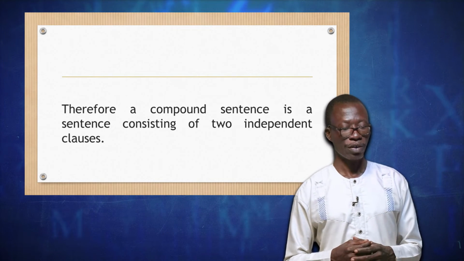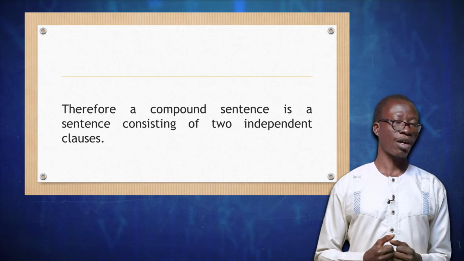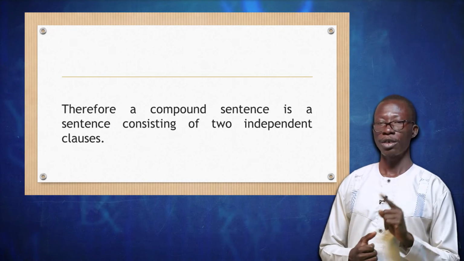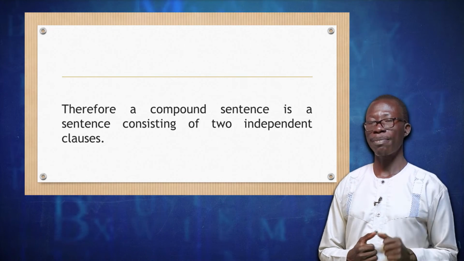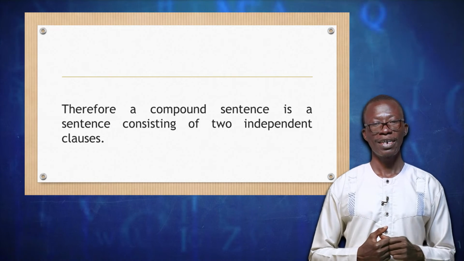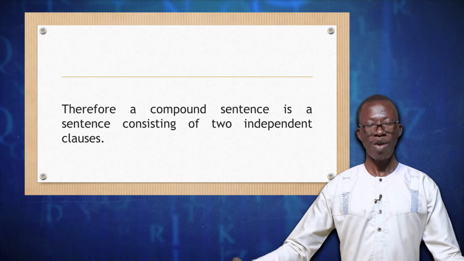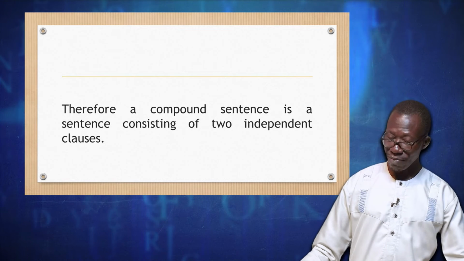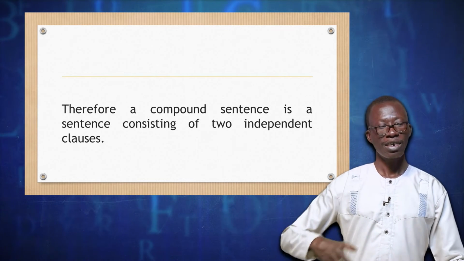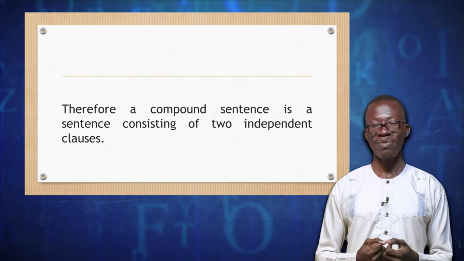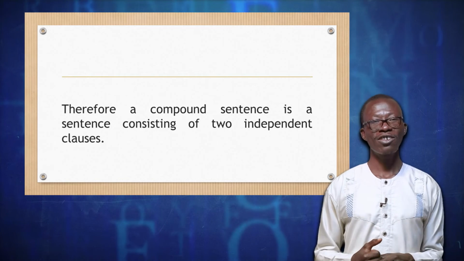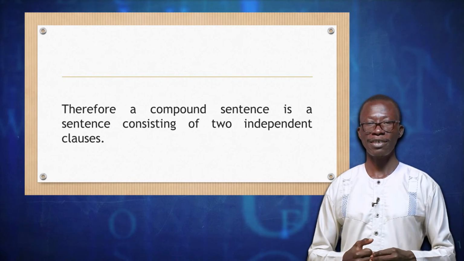It shouldn't be difficult. If you have a sentence and you think it's a compound sentence, first of all, you should be able to identify two independent clauses. Disintegrate them, disjoin them, if you want to be sure. Does one give a complete meaning? Does the other also give a complete meaning? If yes, then you have a compound sentence.